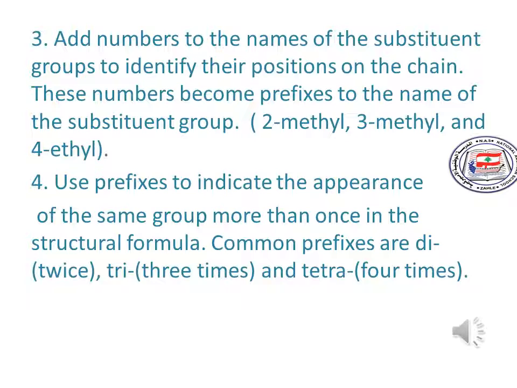Step 3. Add numbers to the names of the substituent groups to identify their positions on the chain. On number 2 we have methyl, so these numbers become prefixes to the name of the substituent group. We write 2-methyl. Carbon number 3, also we have methyl, we write 3-methyl, and carbon number 4 we have ethyl, we write 4-ethyl.